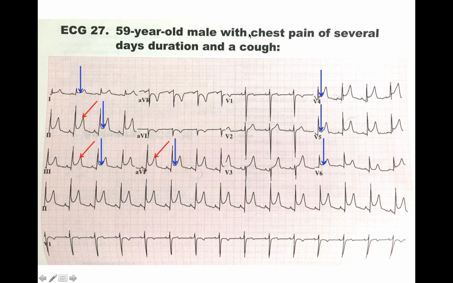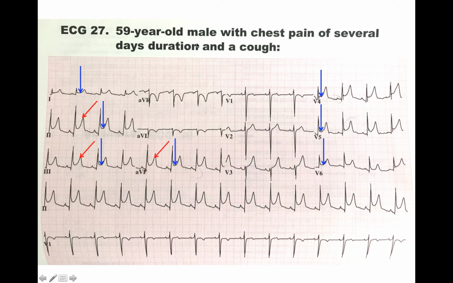So a patient that comes in with chest pain of several days duration and cough, you're probably thinking pericarditis. So the number one thing you may see in pericarditis is ST elevations. But unlike the myocardial infarction, in which you have a pattern of ST elevations such as 2, 3, AVF for an inferior wall infarct, 3, 4 for an anterior wall infarct, this one you have ST elevations diffusely. As you can see them in 1, you see them in 2, you see them in 3, you see them in AVF, you see them in 4, 5, and 6. So you have ST elevations everywhere.